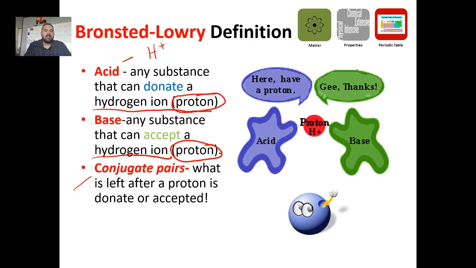All right, and then conjugate pairs. We also talked about these last week. A conjugate pair is what's left over after the reaction occurs. We'll talk about them a little more on the next slide.